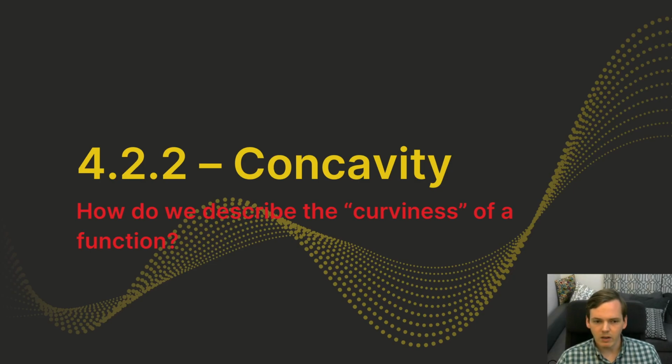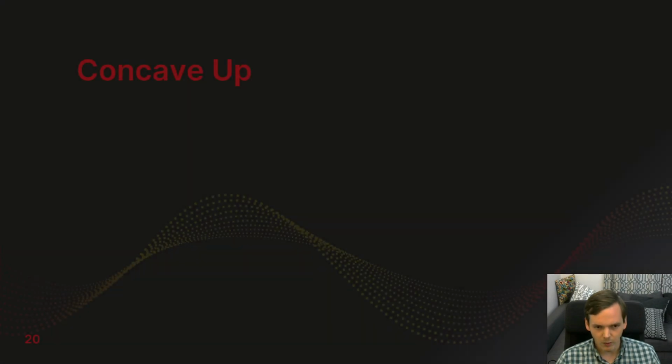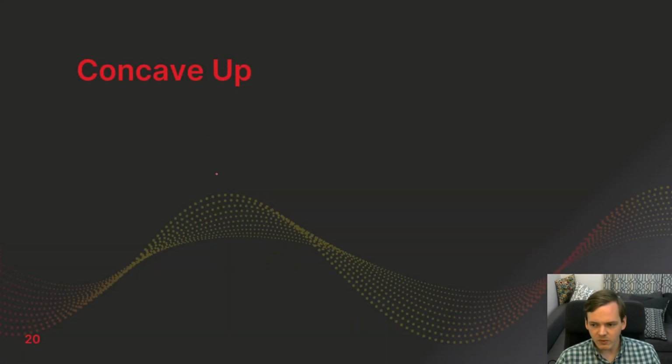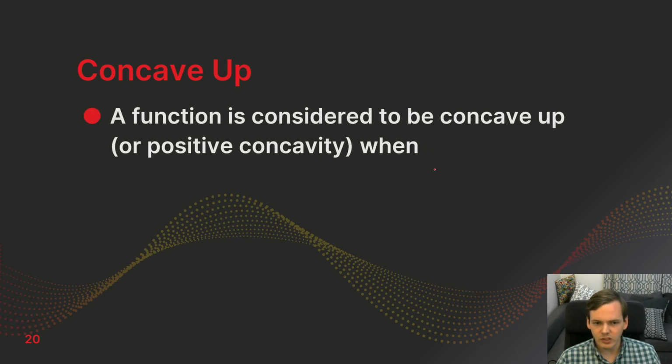We're going to talk about concavity here, which is kind of describing the curviness, or how much we see the slope change over time. So the first thing we're going to look at is concave up. A function is considered to be concave up, or positive concavity, when the second derivative is greater than 0.